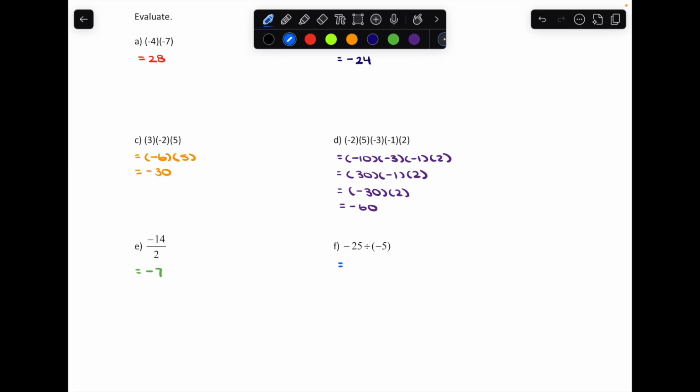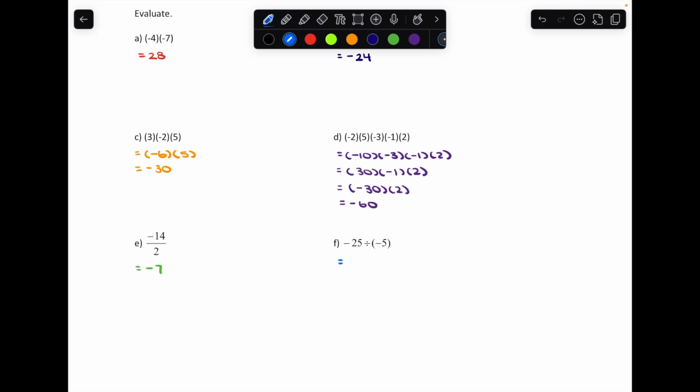Here we have -25 divided by -5. Again, this is the same, which means that we'll get a positive answer. 25 divided by 5 will be equal to 5.